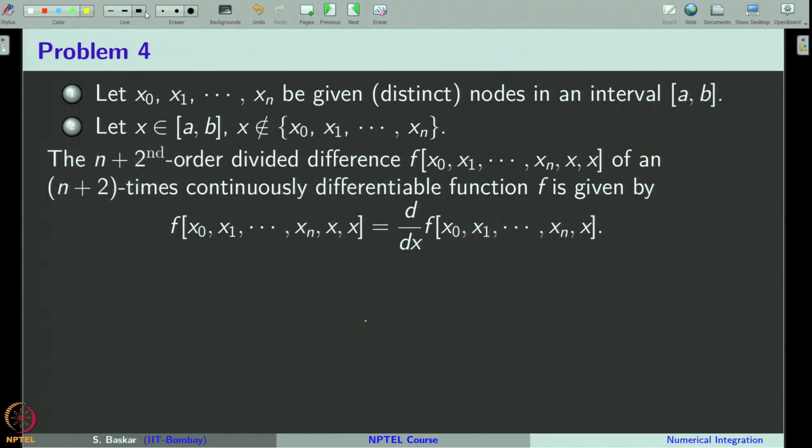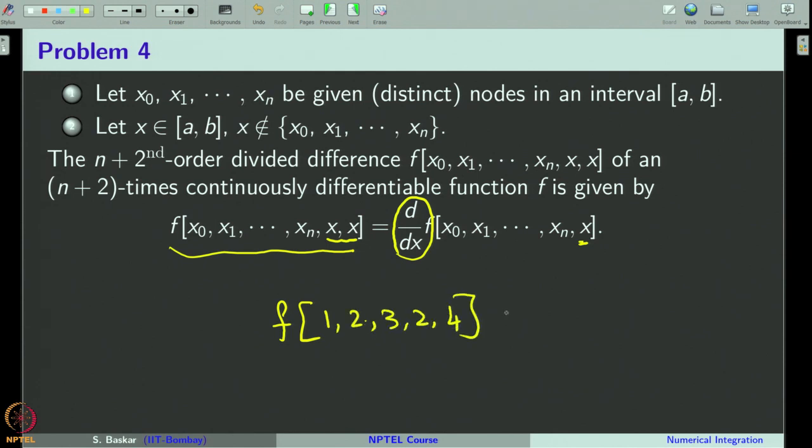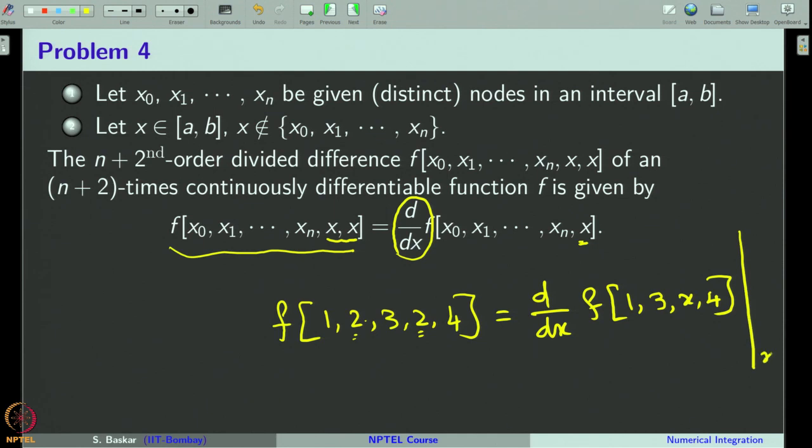We are just placing the nodes one after the other here. Okay? And also here we are placing x at the end. It is not necessary that they have to be placed like this. They can be anywhere. If any two nodes are repeated on the left hand side, then you can cut one node and introduce this derivative. For instance, suppose I have f of 1, 2, 3, 2, 4, then that can be written as d by dx of f of 1, either you can just remove this or remove this. For instance, I will remove this: 3, x, 4. You can do that and then evaluate this derivative at the point x is equal to 2.